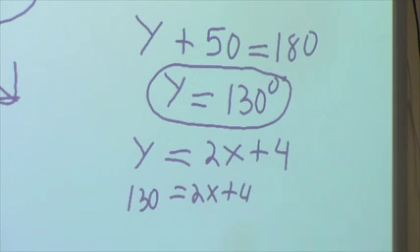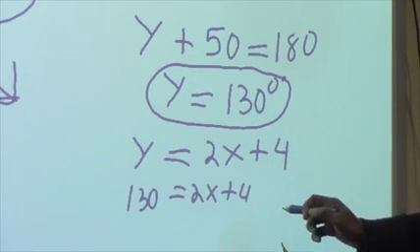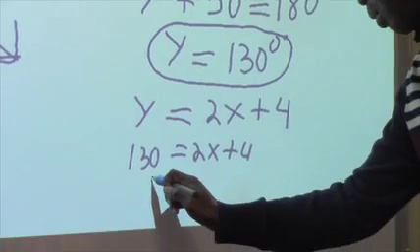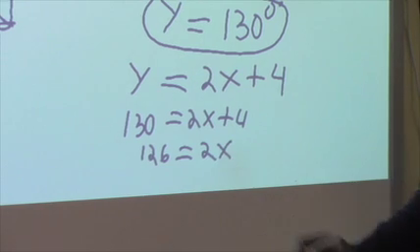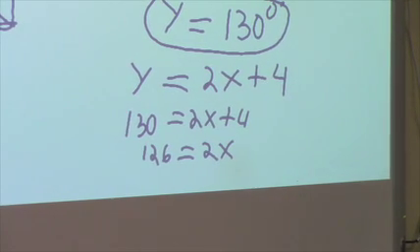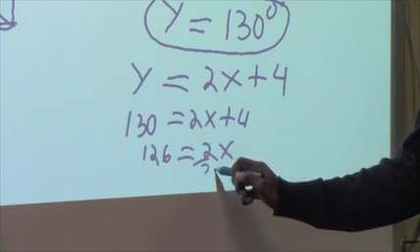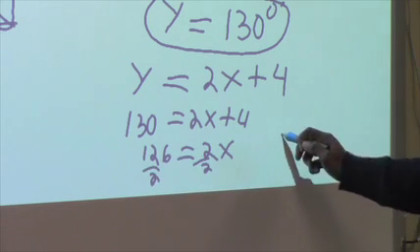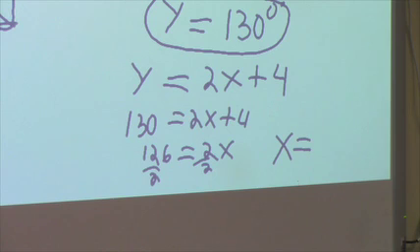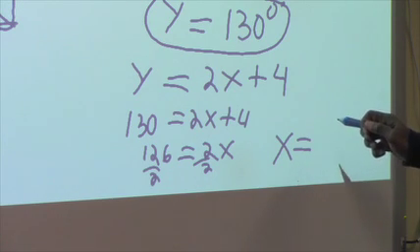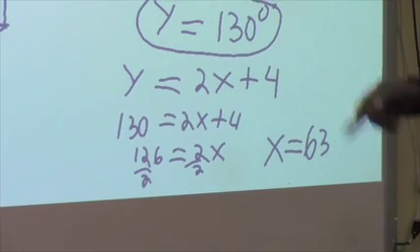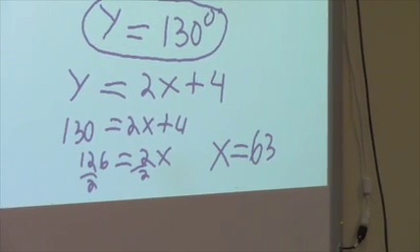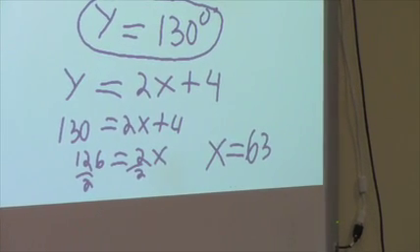And then I'll subtract 4 from both sides. What I have is 126 equals 2x, because 130 minus 4 is 126. And I will divide this by 2, divide this by 2. So let's see what x is going to be. x is going to be 63, right? So x is 63. We can double check and see whether we are right.